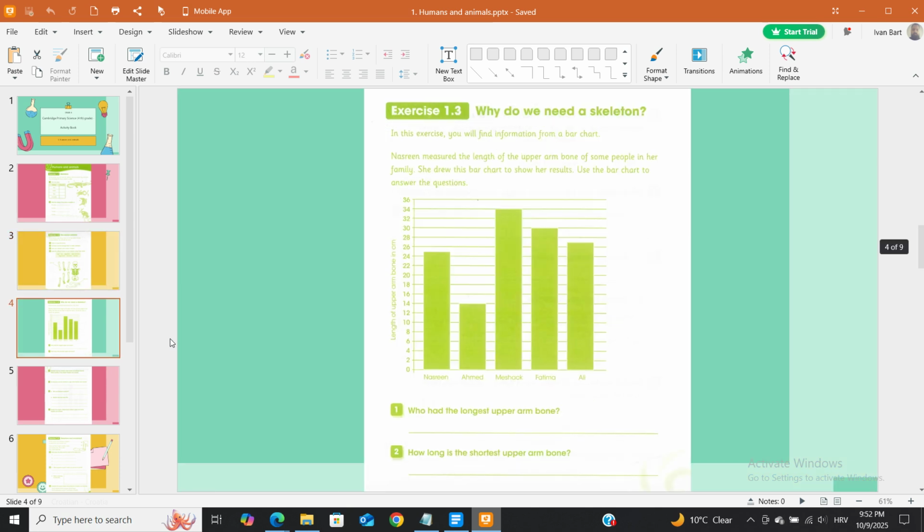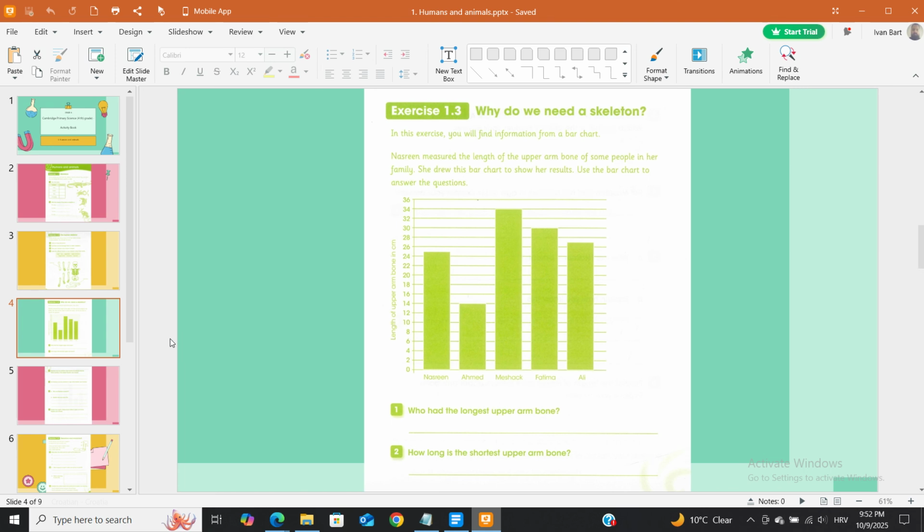Exercise 1.3 Why do we need a skeleton? In this exercise, you will find information from a bar chart. Nasreen measured the length of the upper arm bone of some people in her family. She drew this bar chart to show her results. Use the bar chart to answer the questions.